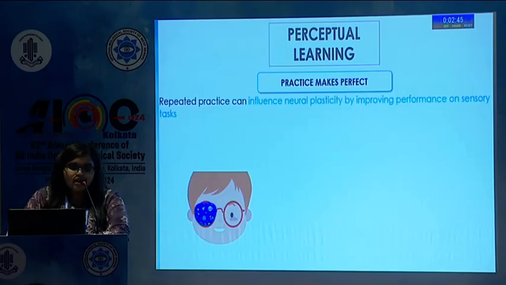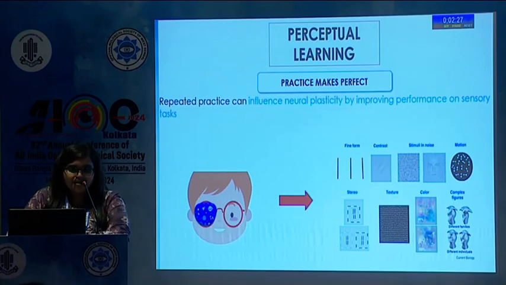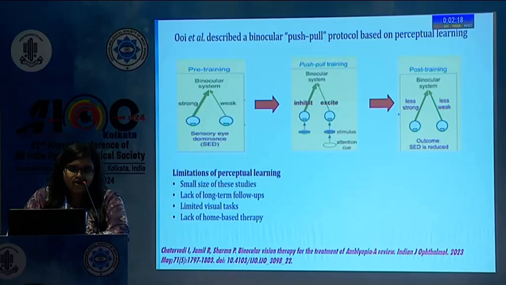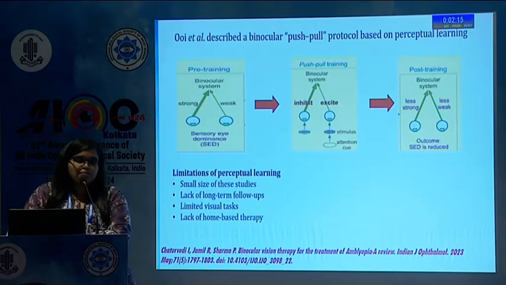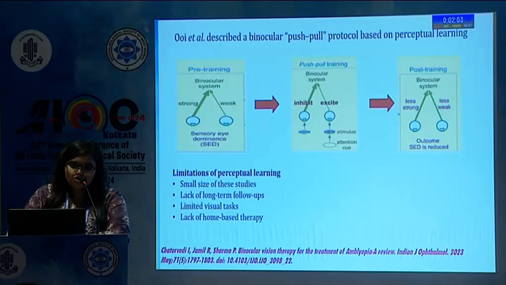Perceptual learning is based on the principle that practice makes a man perfect. So, for a child with amblyopia, full optical correction is given, the sound eye is occluded, and the amblyopic eye is given definite stimuli that include vernier acuity, contrast-based tasks, and Gabor patches. So, repeated activity is given on this basis, and it influences neural plasticity. Oh et al. described a term, the push and pull protocol, in which the sound eye is given an inhibitory stimulus, and the amblyopic eye is given an excitatory stimulus, which can lead to binocular stimulation.